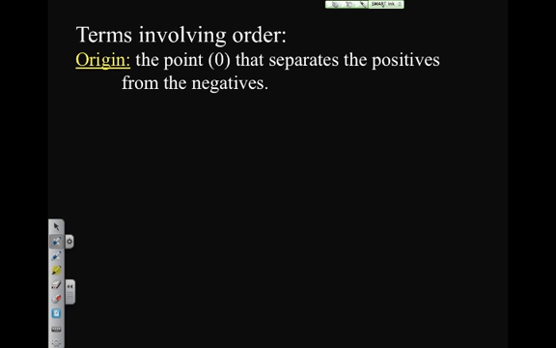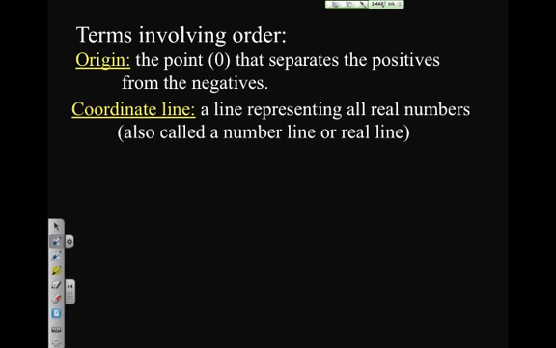Okay, terms involving order, less than, greater than stuff. We talk about the origin. This is the point 0 that separates the positive numbers from the negative numbers. Think about a number line. When we talk about the coordinate line or a number line, this is a line representing all real numbers, all fractions, all decimals, all integers. All of those things can be placed on a number line.